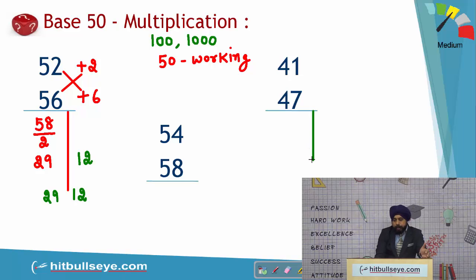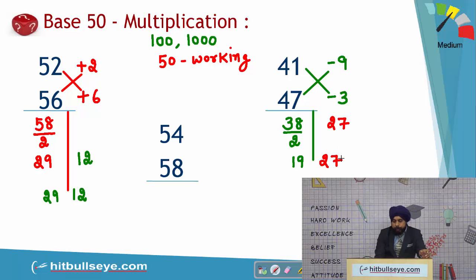Take one more example, students. Here you have 41 and 47. Now you can say this number is minus 9 and this number is minus 3. If you compare with 50, applying the same principle over here, 41 minus 3 or 47 minus 9 both provide you with 38, students. Now because again the base is 50, which is half of the main base, you half it to get 19. Now minus 9 and minus 3, their product happens to be positive 27, which you will just write over here, and the answer becomes 1927. Right, students?